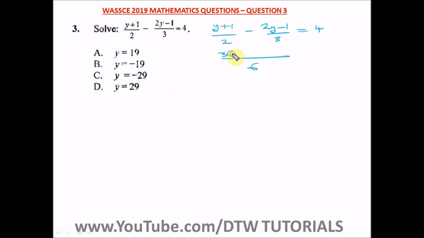So we have 3 bracket y plus 1, minus, how many times will 3 go in 6? That's 2 times. 2 will multiply everything here. So we have 2 bracket 2y minus 1, okay, equal to 4.